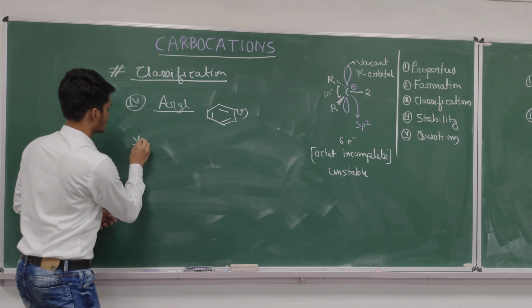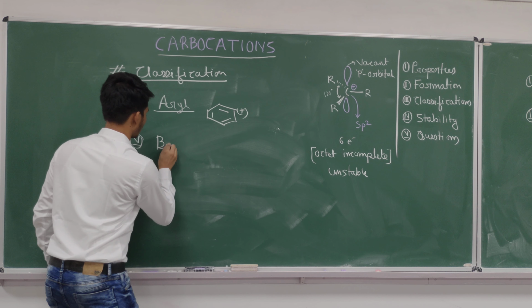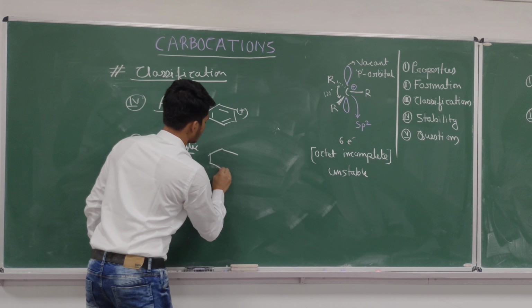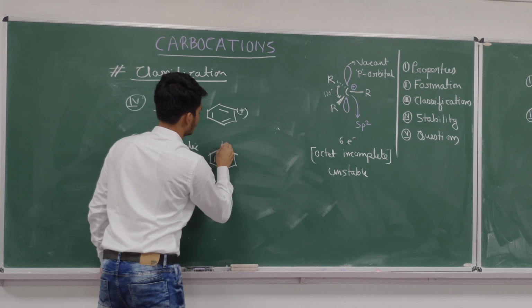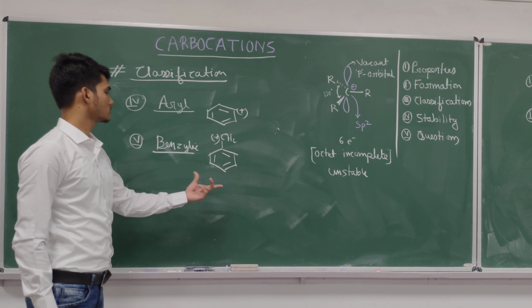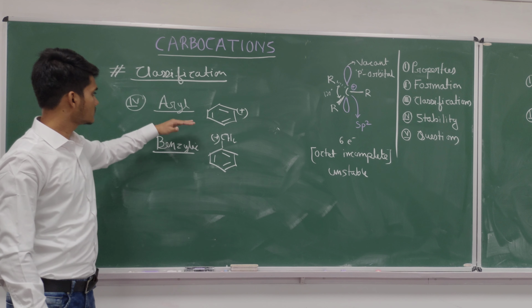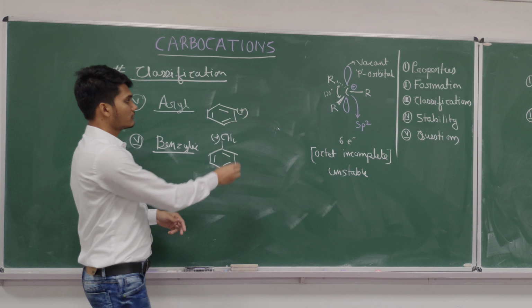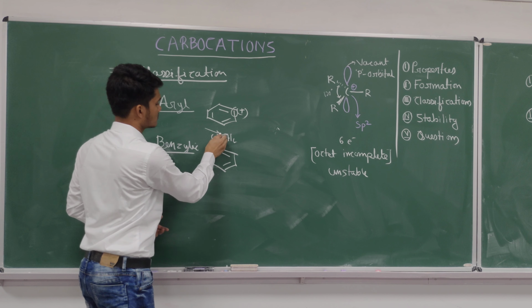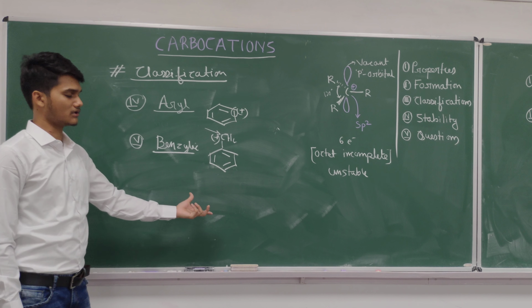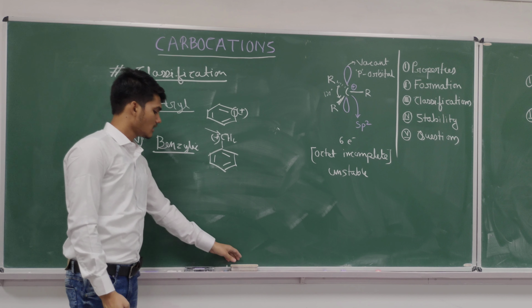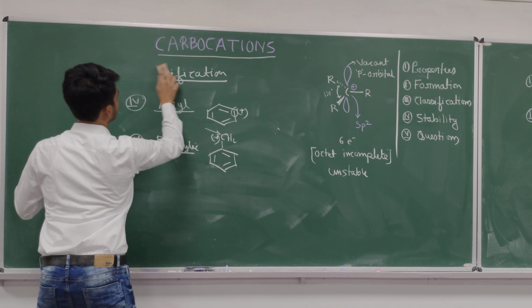And the fifth one is benzylic carbocation. In benzylic carbocation, the carbon having positive charge is adjacent to a benzene ring. So then it will be a benzylic carbocation. This is aryl. The carbon is part of that benzene ring. But in this case, the carbon having positive charge is adjacent to a benzene ring. So it is a benzylic carbocation and this is the aryl carbocation. So these are the basic classifications of carbocation.